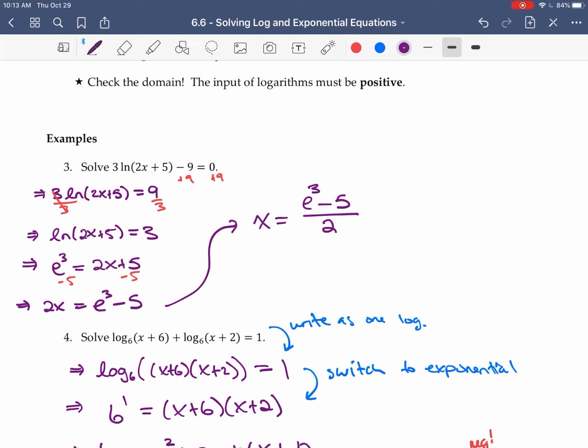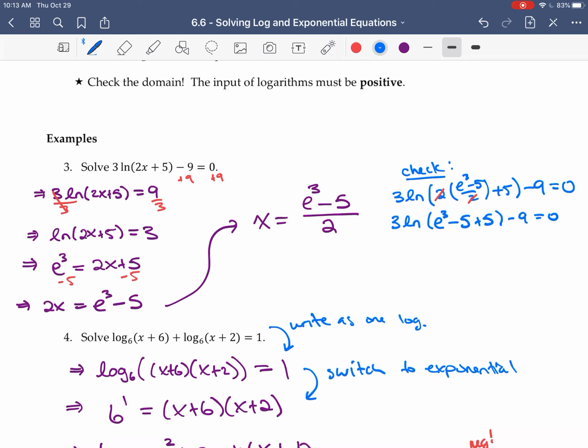Okay, now we should check that. So let's check over here. If I plug that in, I have 3 ln of 2 times e to the 3 minus 5 over 2 plus 5 minus 9 equals 0. So that's 3 ln of, these 2's are going to cancel. So it's going to be e to the 3 minus 5 plus 5 minus 9 is 0.